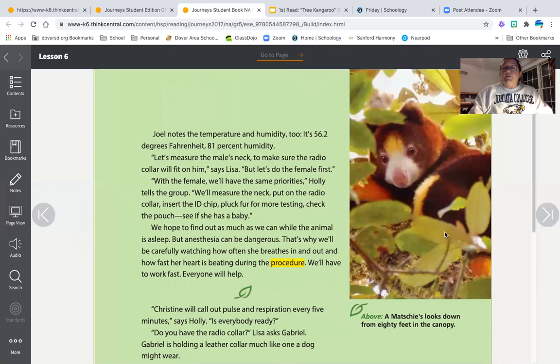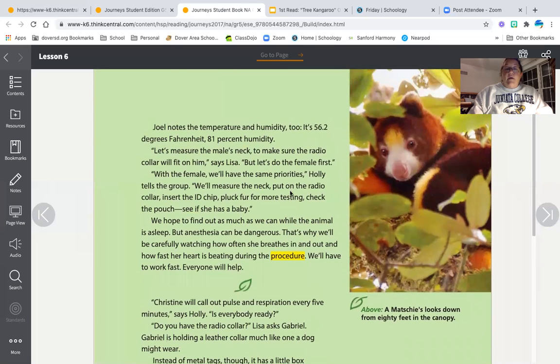So here's that picture from our front cover. And we're thinking about, you know, that cause and effect of why it was sleeping. So we're looking for that. Why was the kangaroo sleeping?